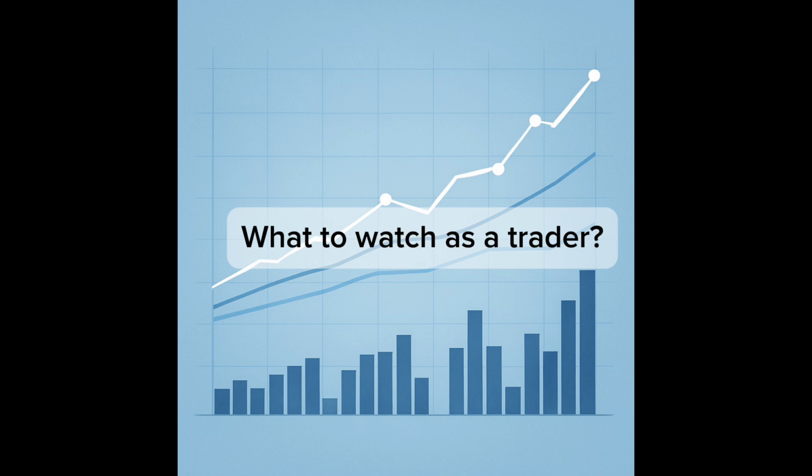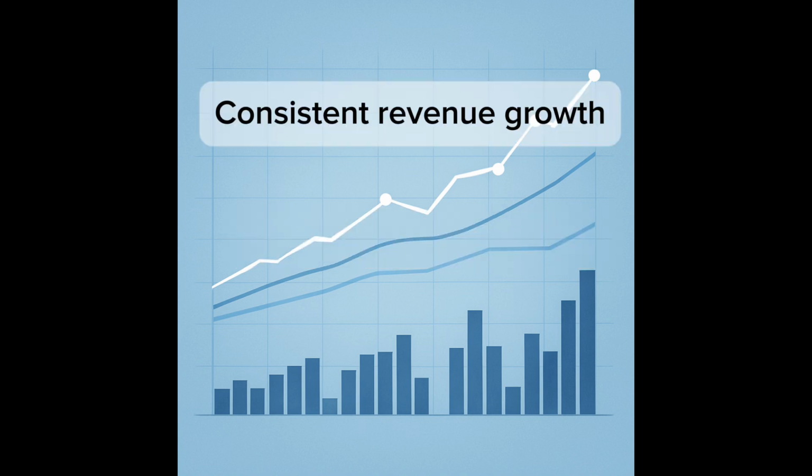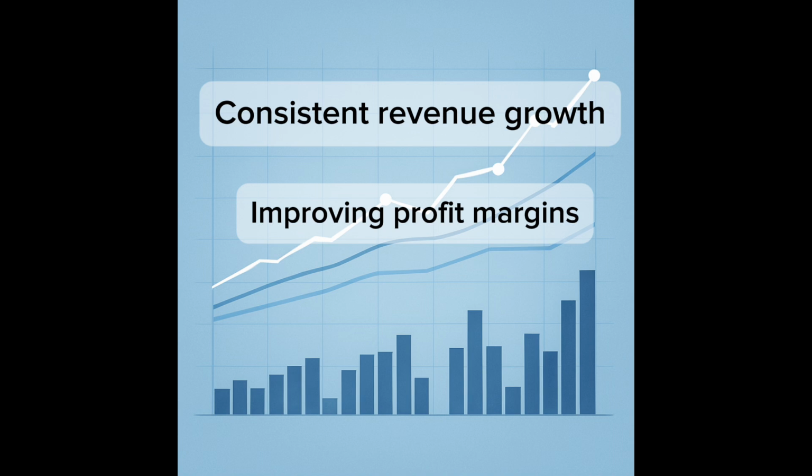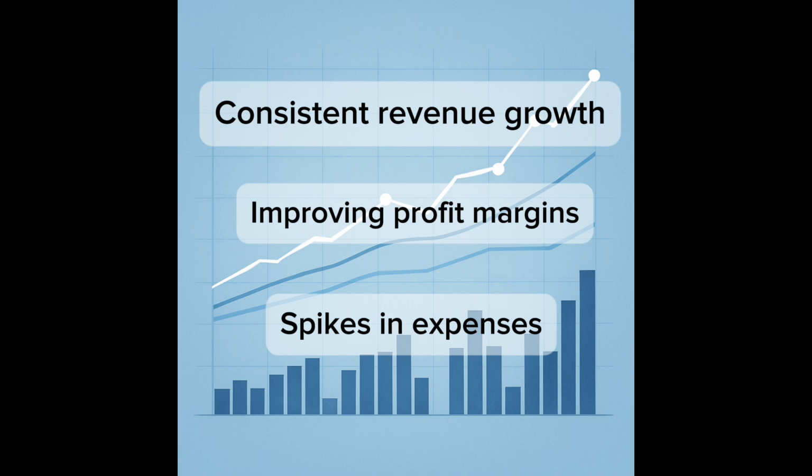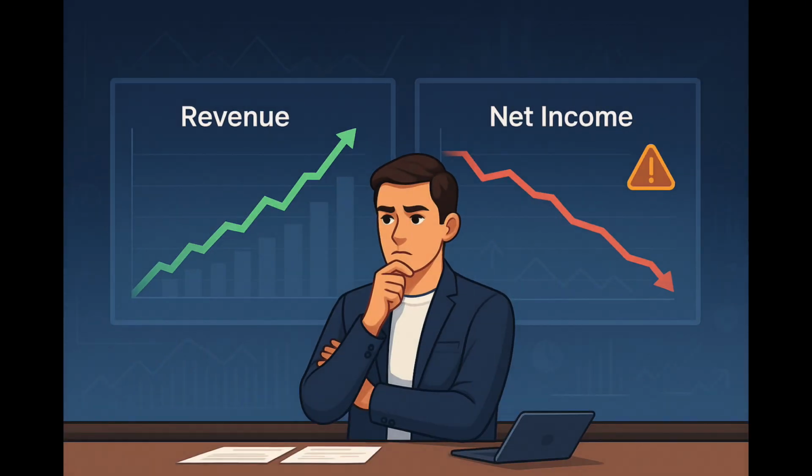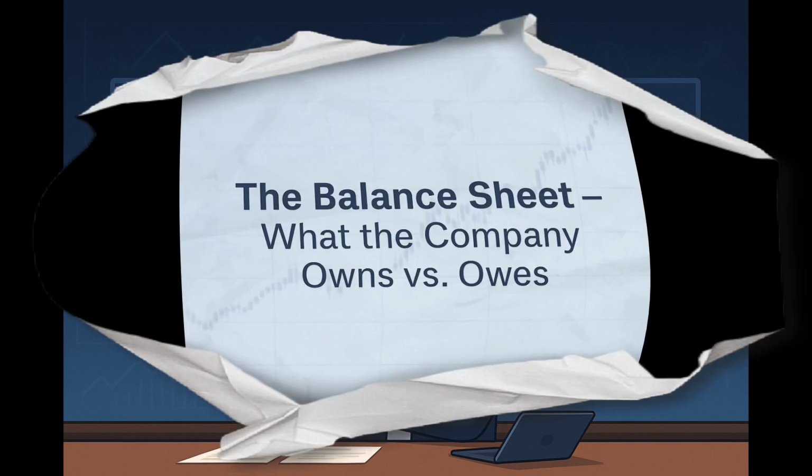What to watch as a trader? Consistent revenue growth over quarters or years? Improving profit margins. Is the company becoming more efficient? Spikes in expenses could signal future trouble or investment in growth. Now let's take a warning example. Imagine revenue is growing, but net income is shrinking. That's a red flag. Why? Because they are making more money but keeping less. Something's off. Dig deeper.